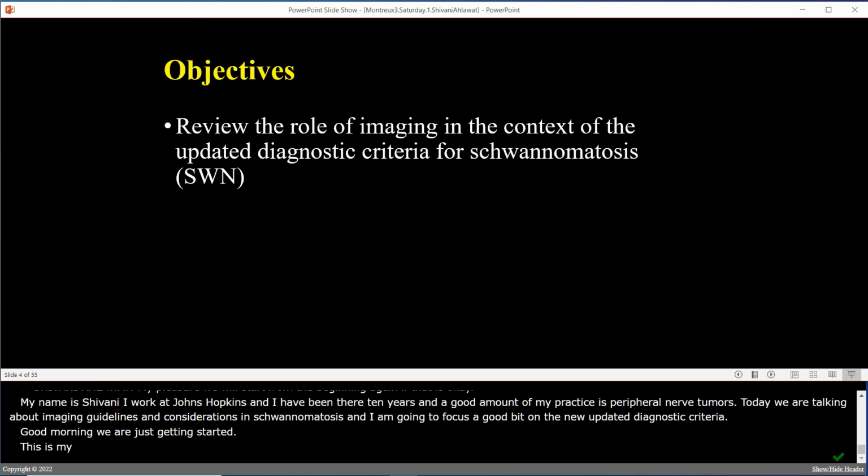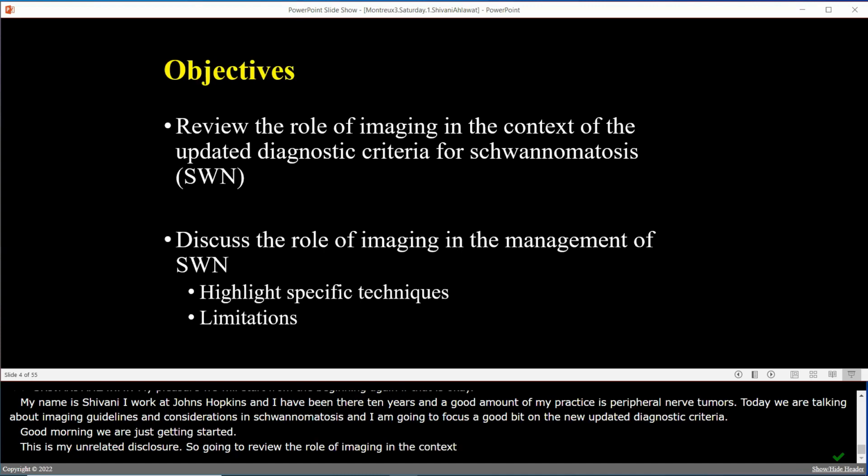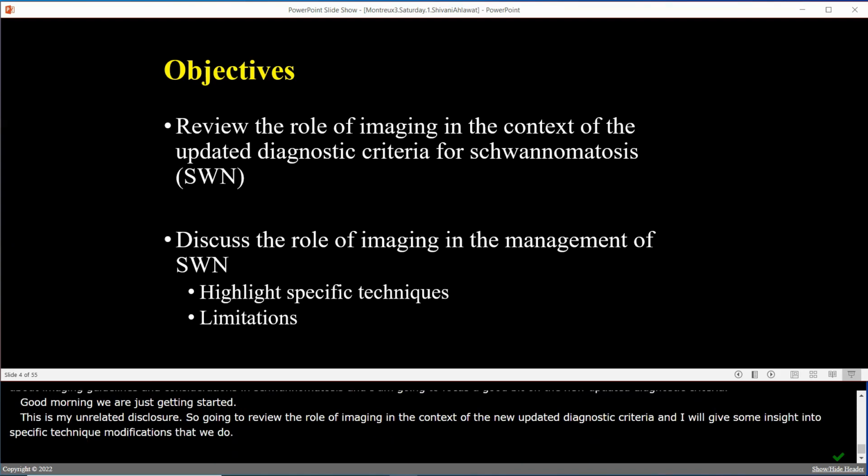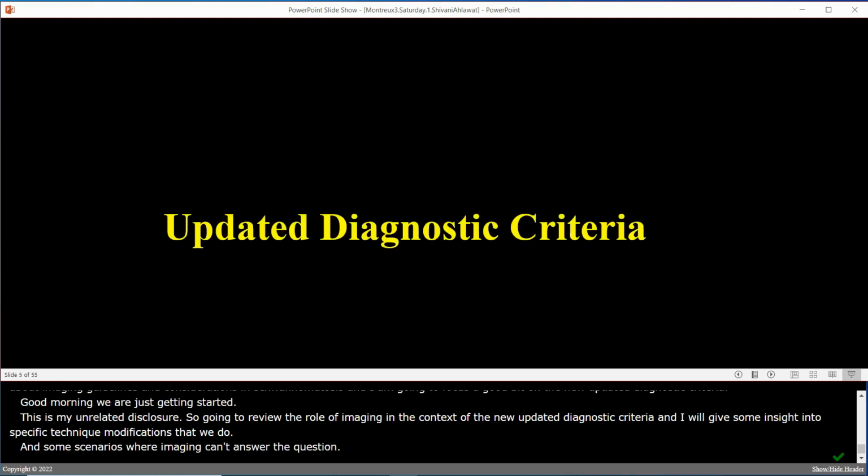So we're going to review the role of imaging in the context of this new updated diagnostic criteria. And I will give some insight into specific technique modifications that we do, and some scenarios where imaging can't answer the question, what those questions are.